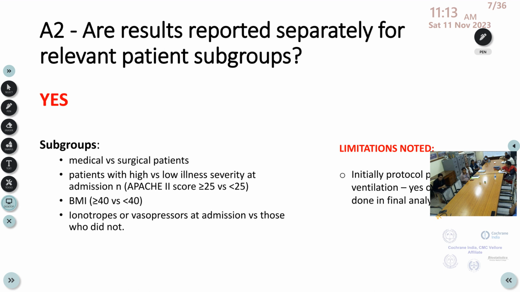So now, are the results reported separately for the relevant patient subgroups? Now, why is this important? We're looking at overall cost, and the direct medical costs are multiple things: duration of hospital stay, anticoagulation use, any complications.